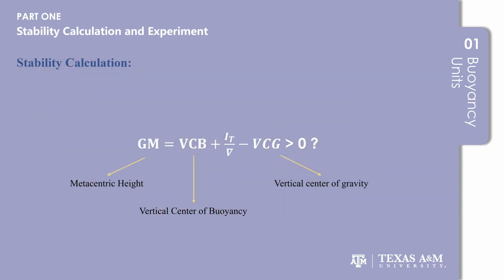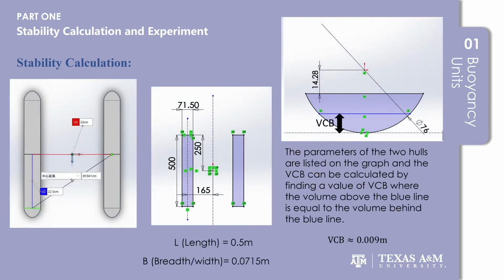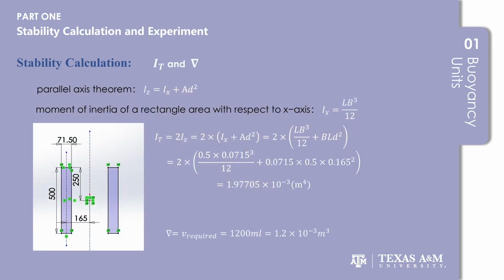We use the formula from the supporting PowerPoint provided by Dr. Raul to measure the stability of our boat. If the result GM here is greater than 0, then our boat should be stable. From modeling, we found the value of VCB is approximately 0.9 cm using the parallel axis theorem and the moment of inertia of a rectangle area.